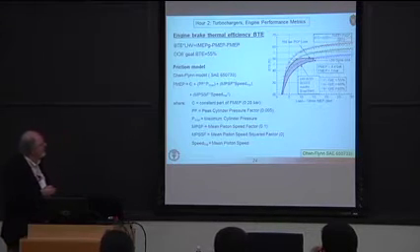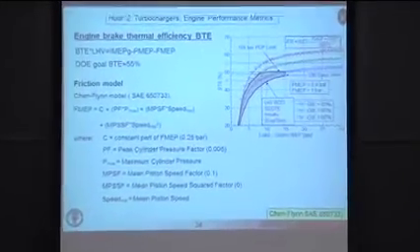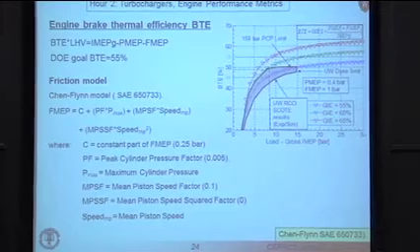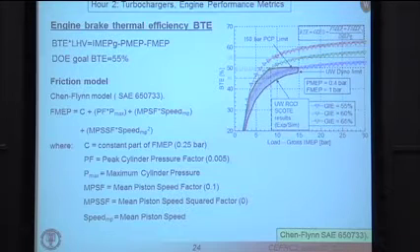Okay, so what do we really want at the end of the day? We want the engine brake thermal efficiency. In other words, we want to have the most efficient engine that we can. For example, the Department of Energy has announced a goal of brake thermal efficiencies of 55%.